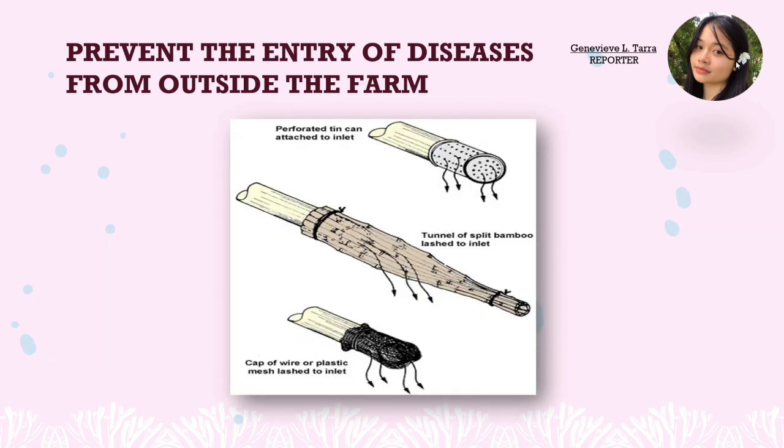Here are some examples of the flexible filters that can be used: a perforated tin can, a tunnel made of split or woven bamboo, or a cap made of wire or plastic mesh.